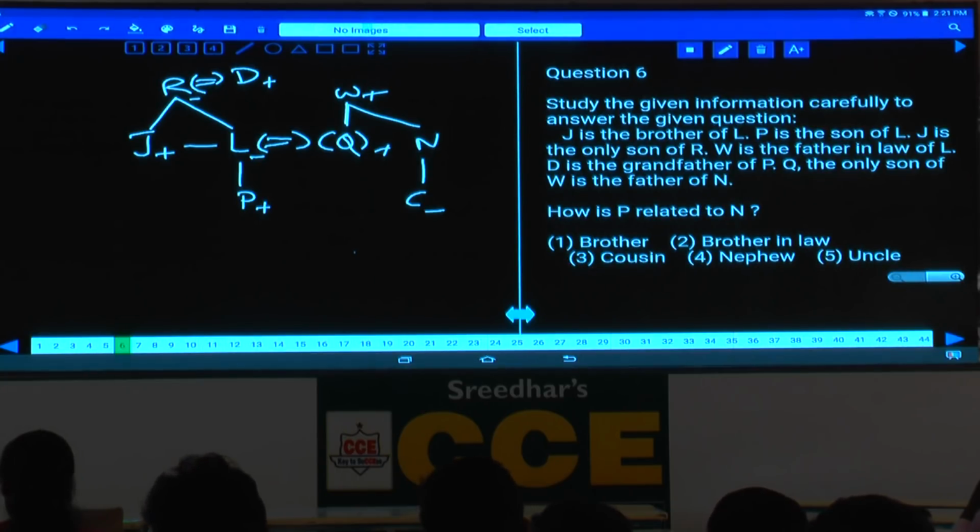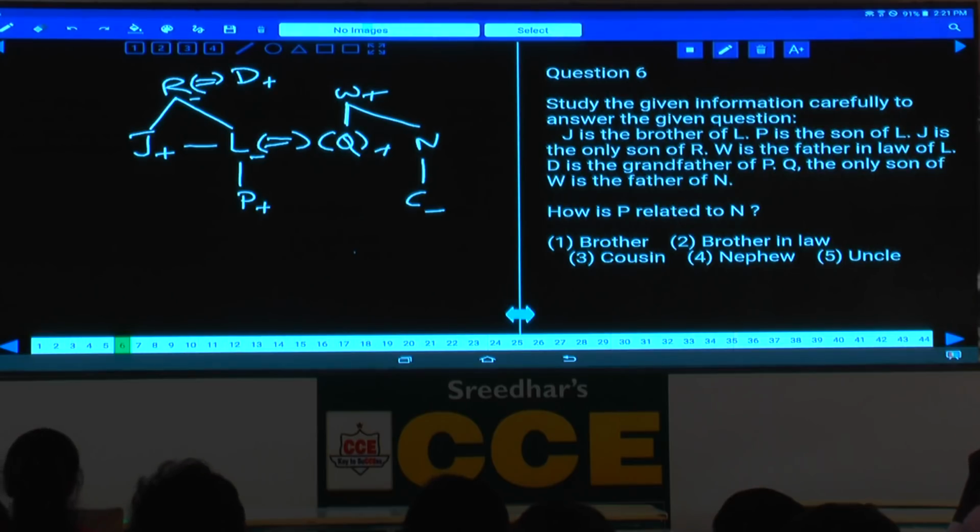Then question number 6, how is P related to N? How is this P related to N here? N's sibling's son. Sibling's son is nephew, that is choice 4. Question number 6, it is choice 4.